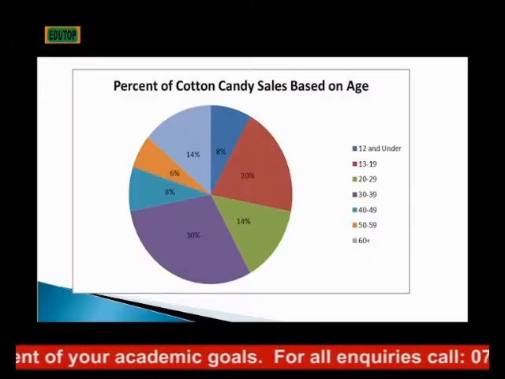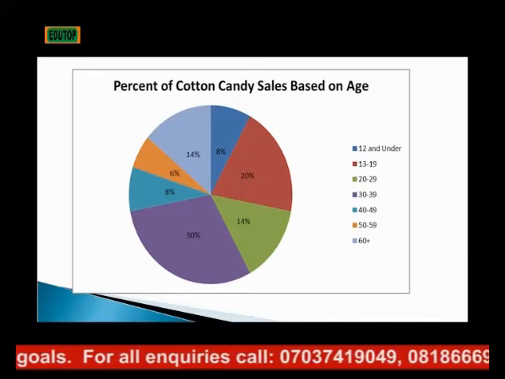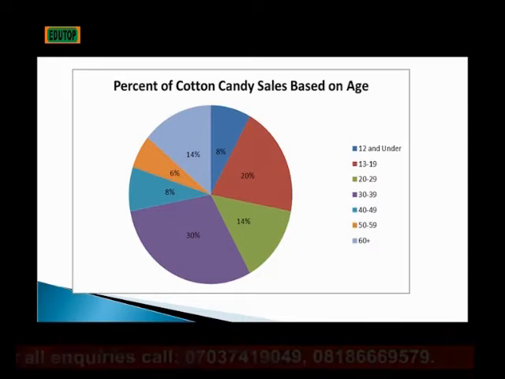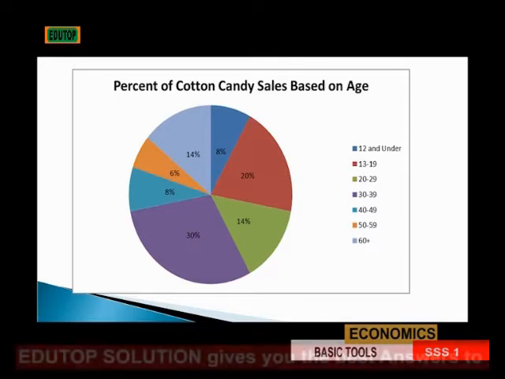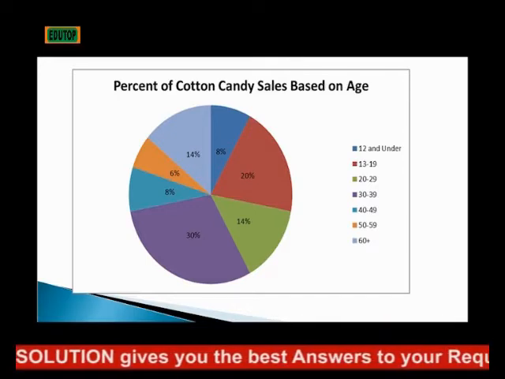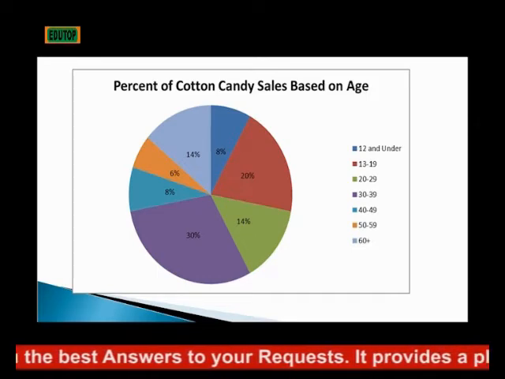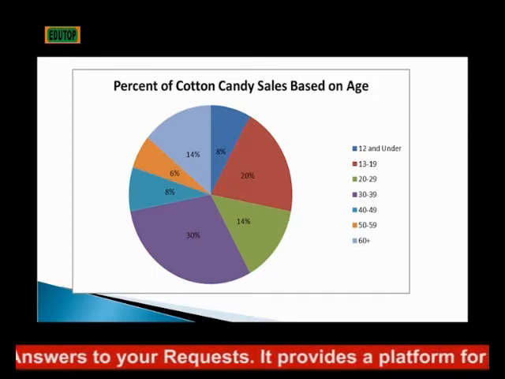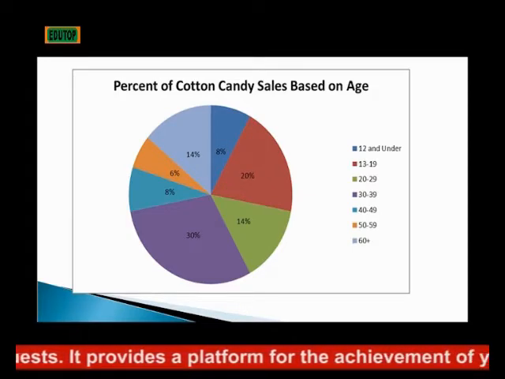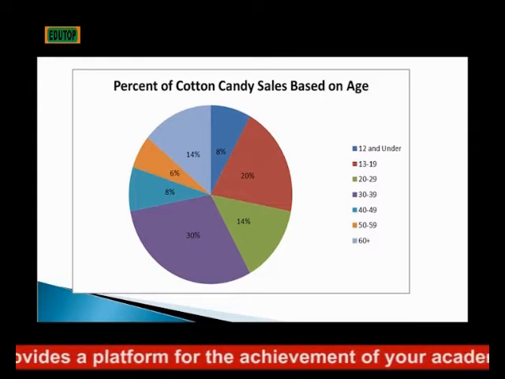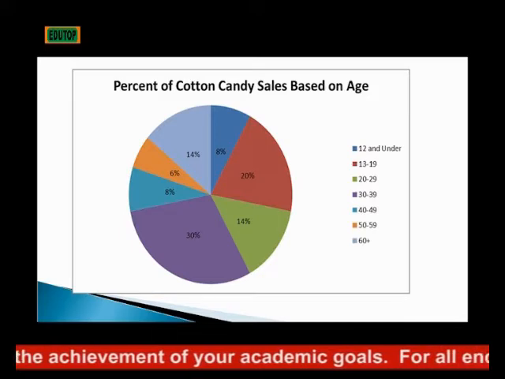This is an example of a pie chart. We can see it represents the sales of cotton candy by age. We have one of under 13, one of 13 to 19 years, one of 20 to 29, one of 30 to 39, and 40 to 49, then 50 to 59, and 60 and above. You see now from this place, how many sections do we have? We have 7 sections of the circle, which represent the proportion of the numbers that each of them represents.